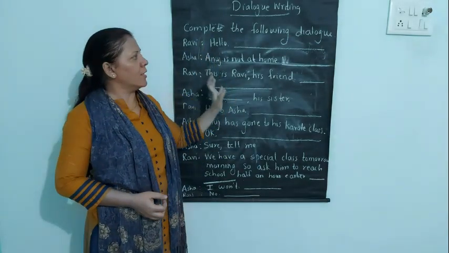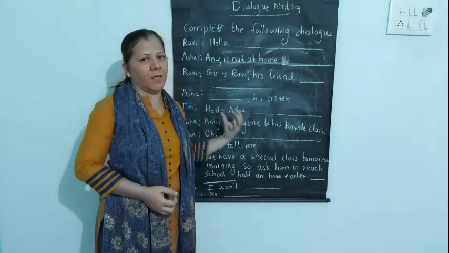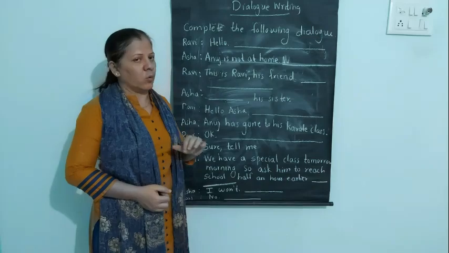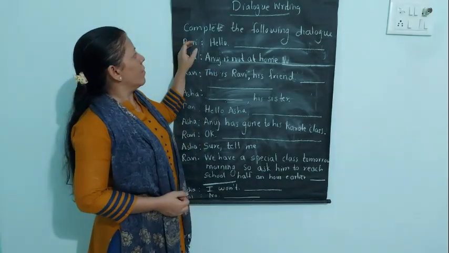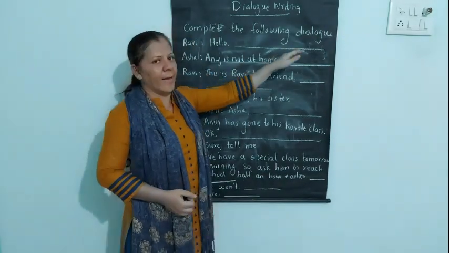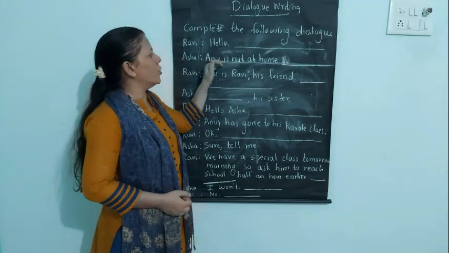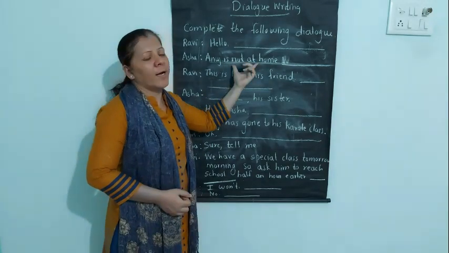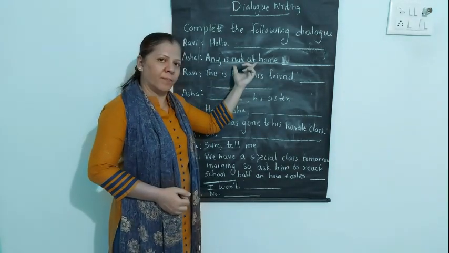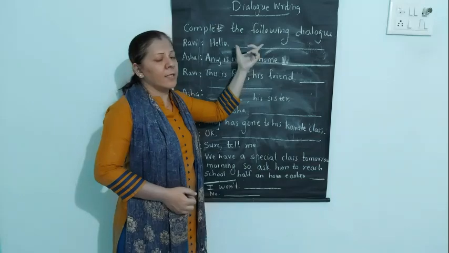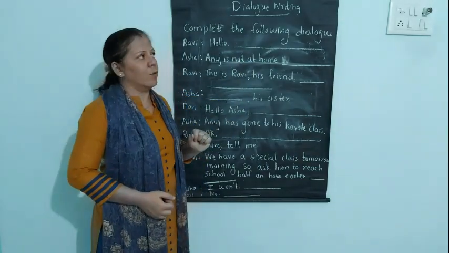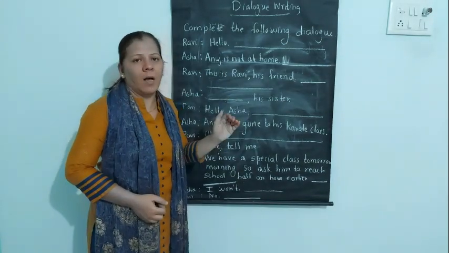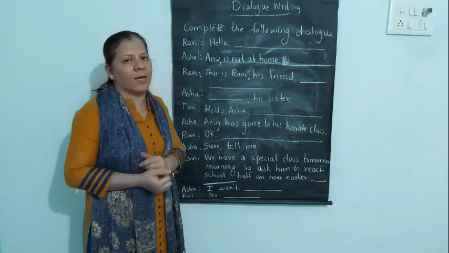Now here you can see that some dialogues are given and there are certain blanks which you need to complete. So let's read. Ravi: Hello, dash. Asha: Anuj is not at home. This is the answer, and you have to write a question for this. If somebody calls and wants to speak to someone, what is the dialogue?